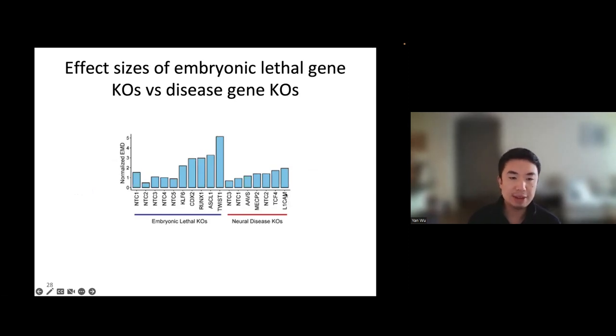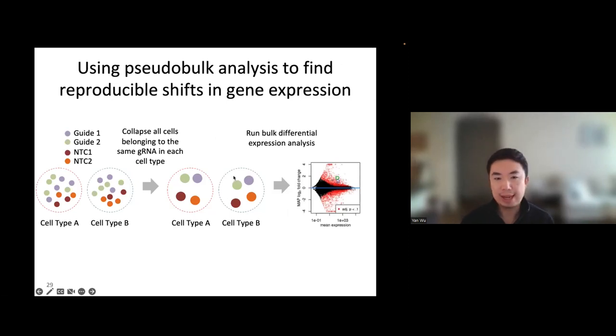One thing we note is that if you look at the effects of these neural disease knockouts on cell type proportion, there's overall less of an effect than the embryonic lethal knockouts, which makes sense. The embryonic lethal knockouts seem to be essentially preventing the development of an entire cell type or an entire cell subtype, whereas these neural disease knockouts are much less harsh. So that led us to, instead of looking at shifts in cell state, look at shifts in gene expression within cell types instead.